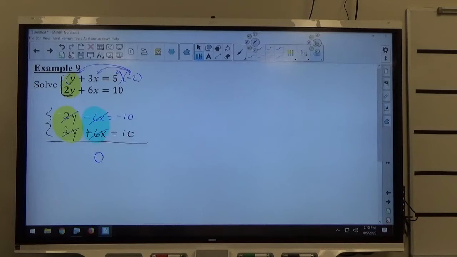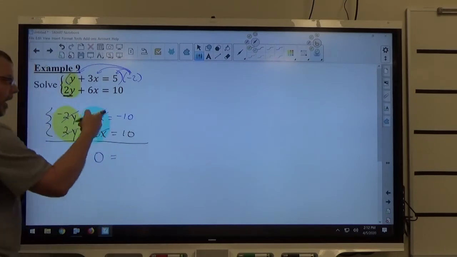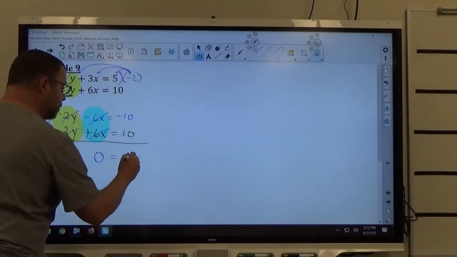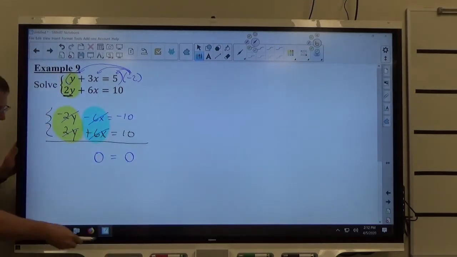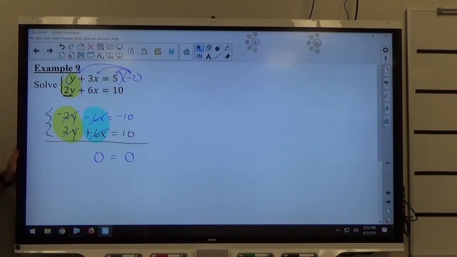No x's, no y's. X got eliminated, y got eliminated, everything got eliminated. We simply have the number 0. On the right-hand side, negative 10 plus 10 also happens to equal 0. Now, this happens sometimes in these problems. When the y's being eliminated causes the x's to be eliminated, that is a situation where the lines are either the same line or you're looking at parallel lines. They don't have a solution or they have infinitely many solutions.